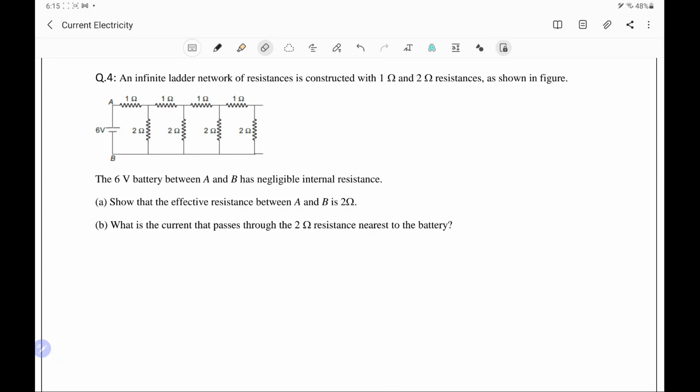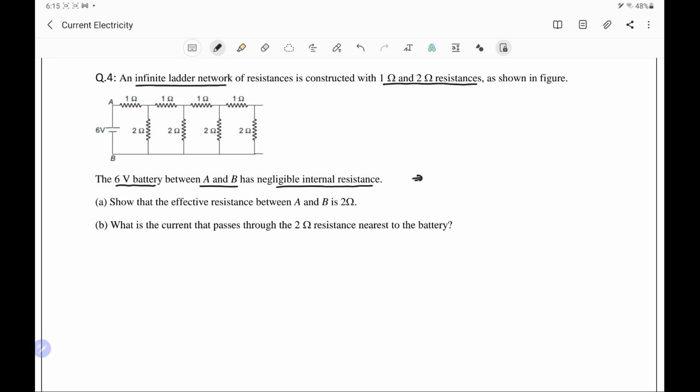The question is: an infinite ladder network of resistances is constructed with 1 ohm and 2 ohm resistances as shown in the figure. There are only two types of resistor, 1 ohm and 2 ohm, and using these an infinite ladder network is formed. A 6-volt battery between A and B has negligible internal resistance.